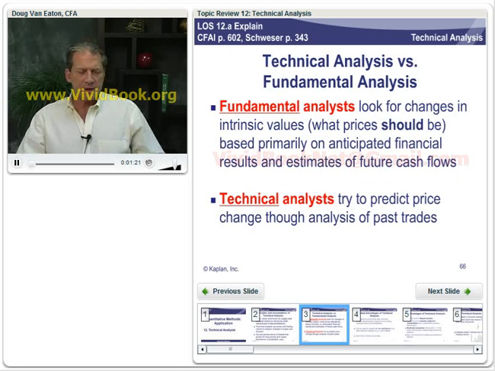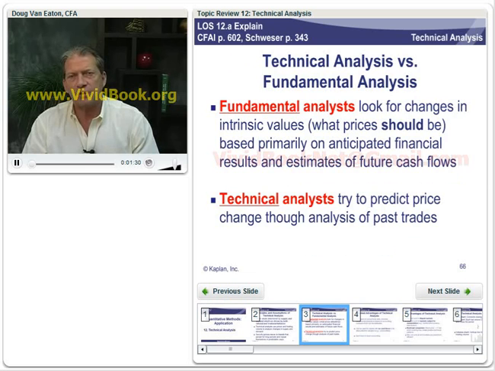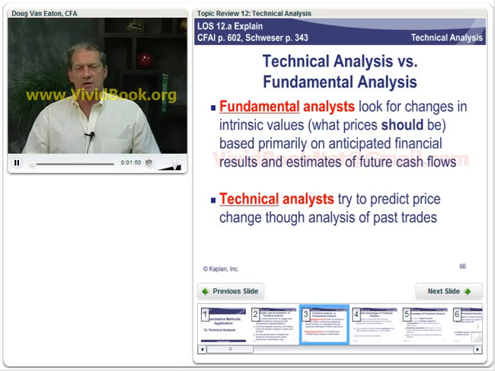Now, fundamental analysis, which we focus on mostly in the CFA material, looks for changes in intrinsic values. So we're trying to see what prices should be, trying to value stocks or other securities, find out where they are trading versus where we think the value is, and make trading decisions based on that. With technical analysis, we try to predict price changes through the analysis of past trading behavior.